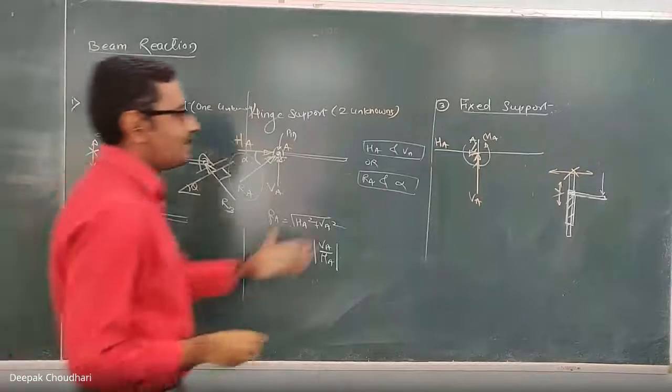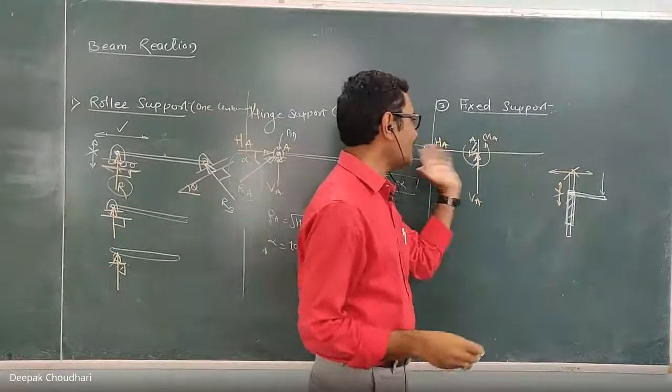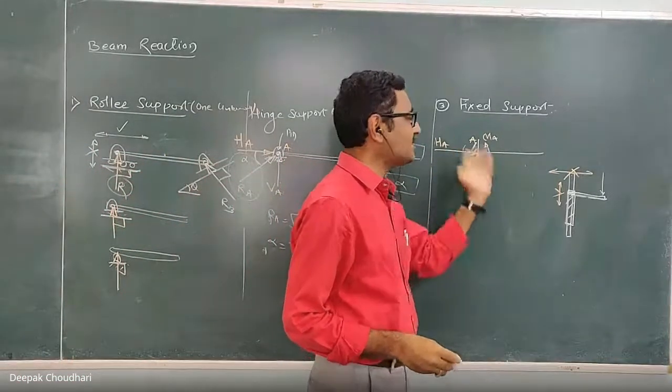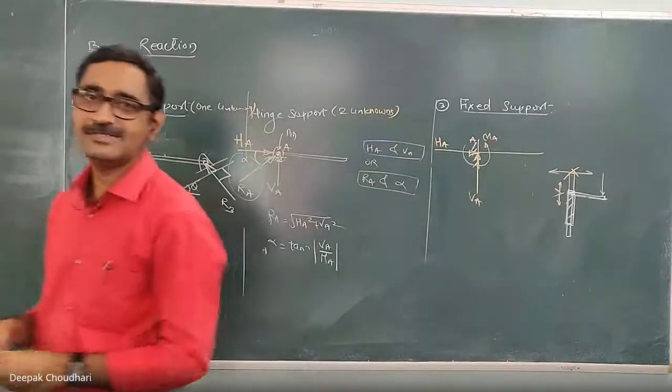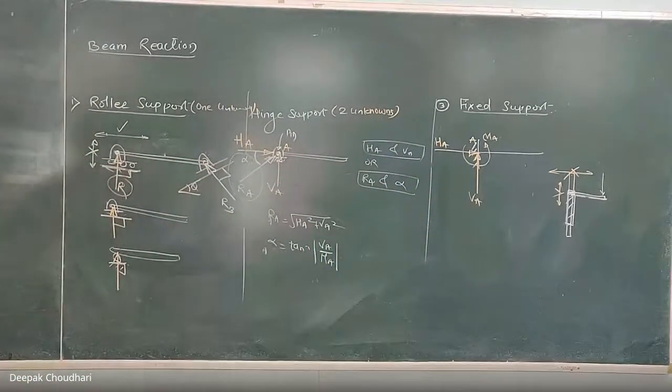So at the fixed support there are three unknowns. Horizontal component of reaction, vertical component of reaction, and a reactive moment. Whenever there is a requirement that with the help of that support I have to restrict horizontal motion, vertical motion, and also rotational motion, in such a situation we can use the fixed support.